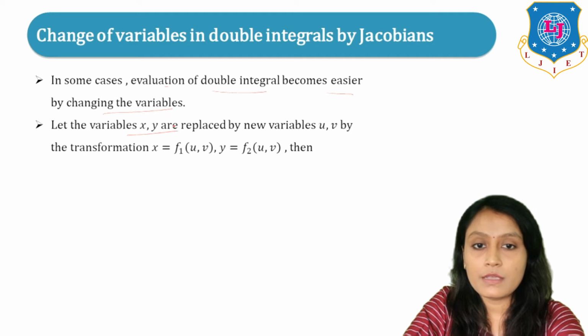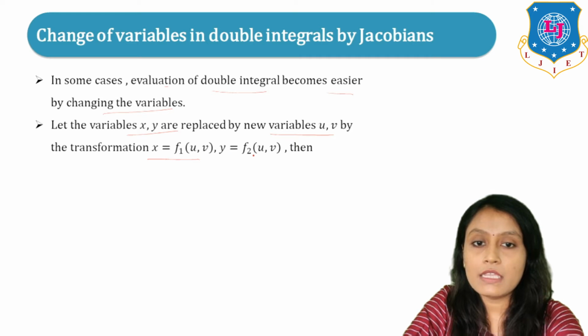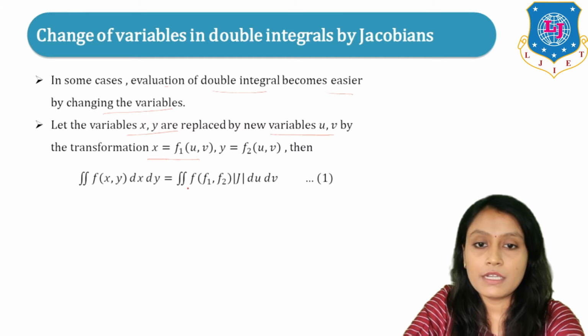Let the xy variables be replaced by new variables uv by the transformation x is equal to f1 of uv and y is equal to f2 of uv. Then this double integration f of xy dx dy is equal to double integration f of, now x is a function f1 of uv, so we will write here f1. y is f2 of uv, so here we will write f2, into mod J du dv.